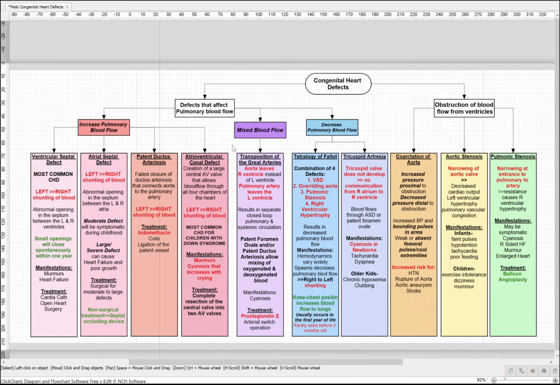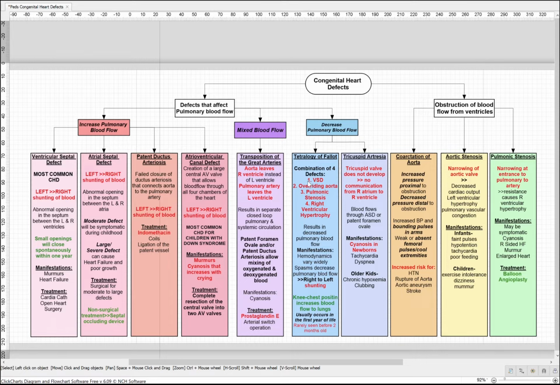Before we go to mixed blood flow, we're going to be talking about our blue section here, which is our decrease in pulmonary blood flow. I think that just talking about increase versus decrease will help it make more sense for our mixed blood flow. So our first one over here is tetralogy of Fallot. When we break down this word, tetra means 4. So we know that there's going to be 4 abnormalities that are coming together in this condition.